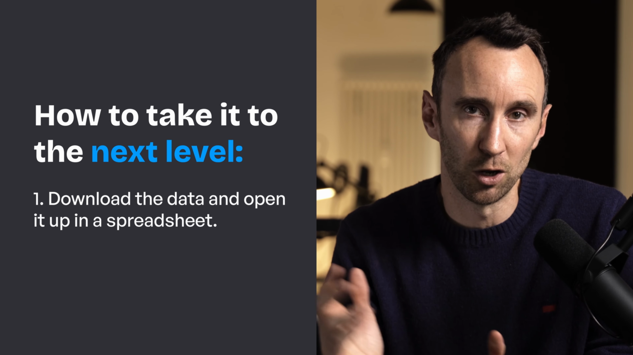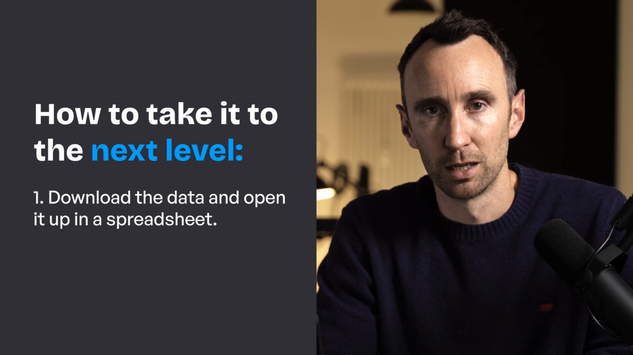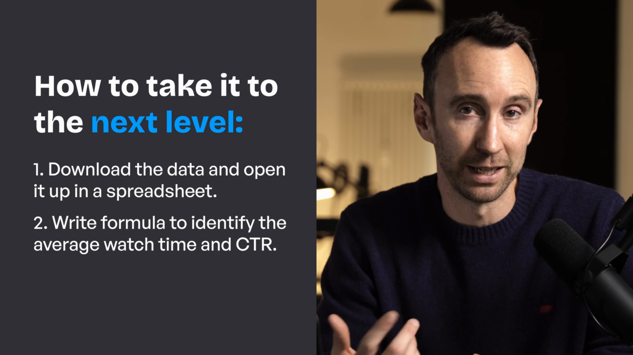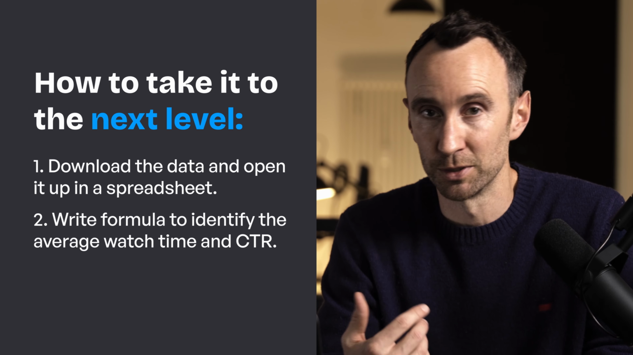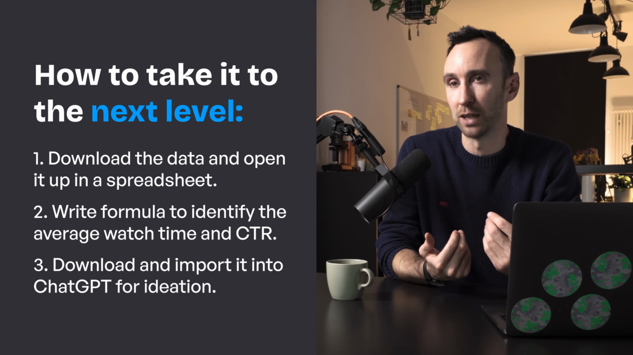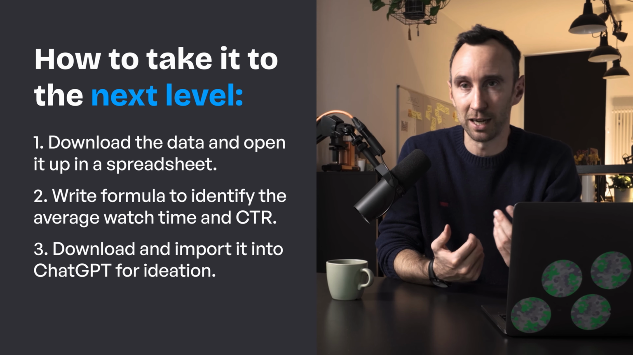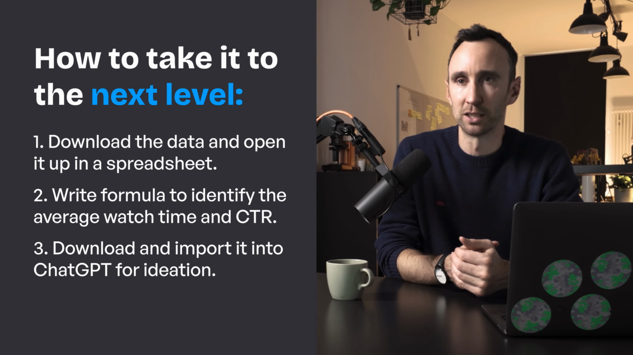Well, number 1, download the data from YouTube Analytics and open it up in a spreadsheet. Write a quick set of formulas to identify the outliers in terms of average watch time and CTR, and then take those outliers and copy paste them into another tab, download that and import it into ChatGPT for ideation. Okay, so that's level 1.